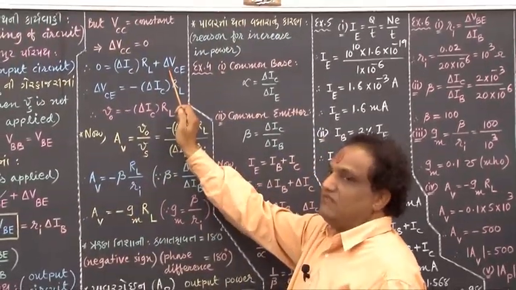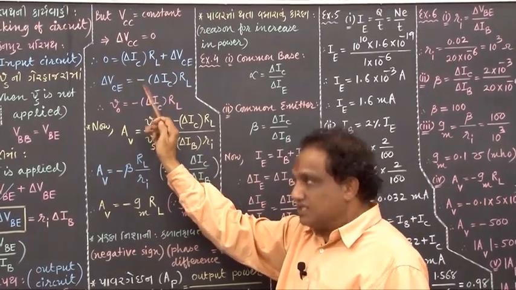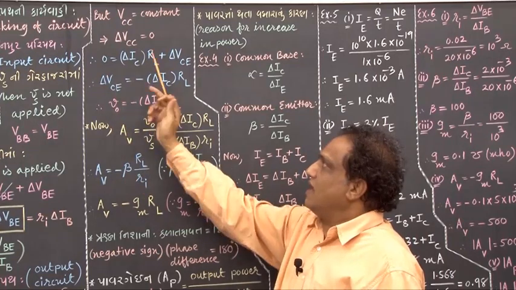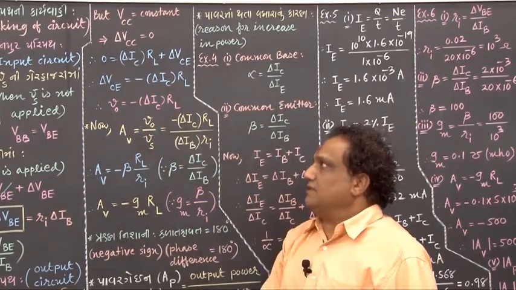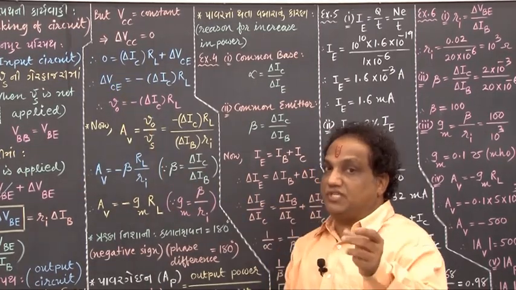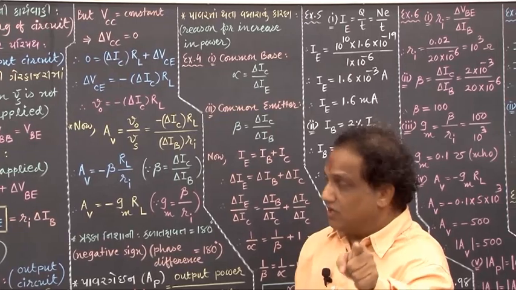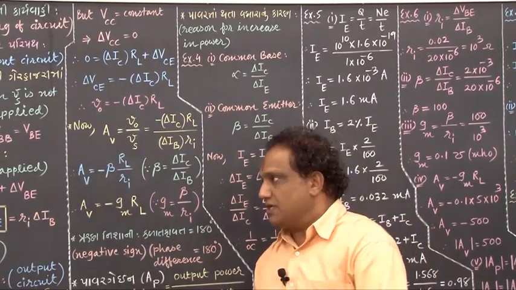Now just find out delta VCE, transfer this. From plus it will become minus. Delta VCE equals minus delta IC into RL. Just now I said this change in collector voltage is only known as output voltage.